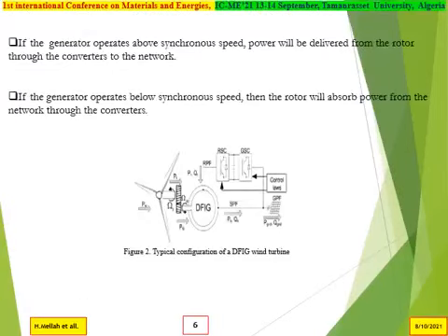For a wind turbine based on a doubly fed induction generator, we can say if the generator operates above synchronous speed, the power will be delivered from the rotor through the converter to the network, to the grid. If the generator operates below synchronous speed, then the rotor will absorb power from the network through the converter, as shown in figure 2.